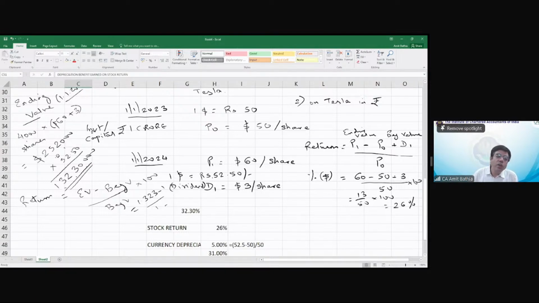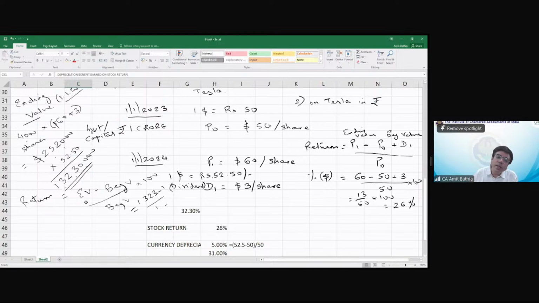So I get $2,52,000. And I convert that into rupee terms at the exchange rate prevailing as on 1/1/2024, which is 52.50. So I get 1 crore 32 lakh 30,000. So my return in rupee terms is 32.30%, because the original investment is 1 crore and the ending value is 1 crore 32 lakh 30,000.